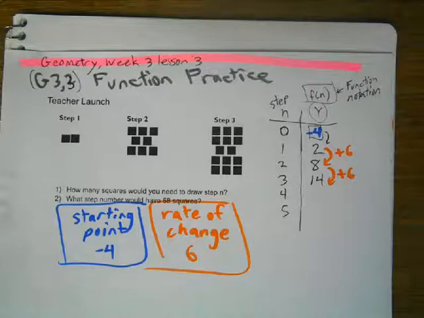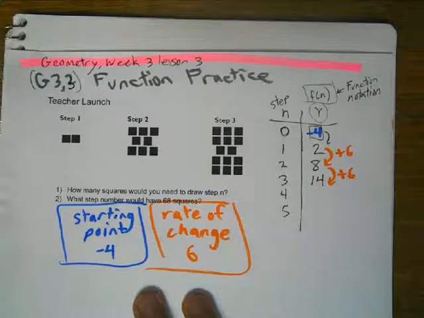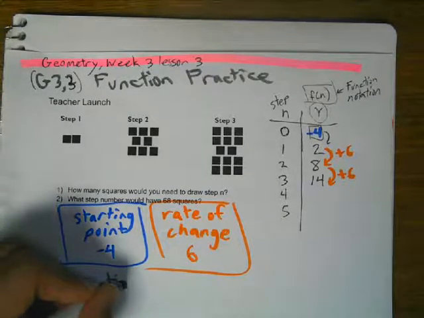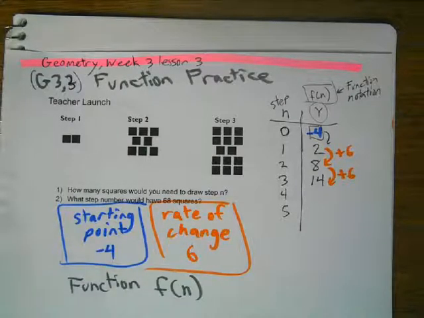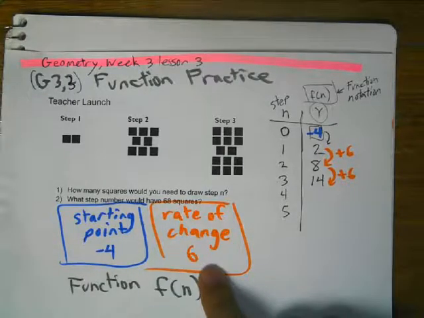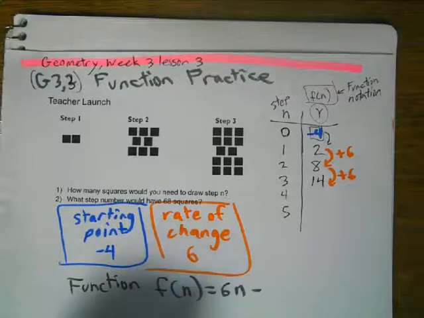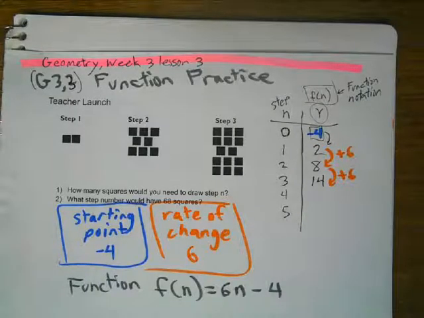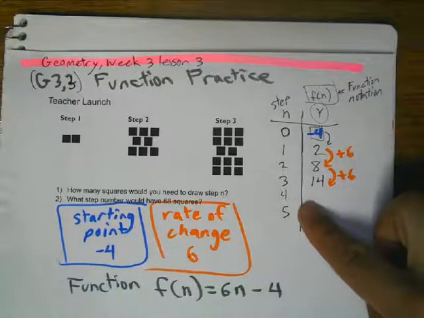Okay, and so using this information, we can now write our function. We would write it as F parentheses N, and using our rate of change, we can write it as 6n, and then with the starting point we write -4. And we can double check, does our function equation work? So let's see what the next one would be.